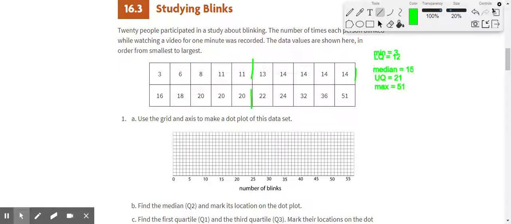So what I need to do is draw a line at 3. If here's my graph where I'm going to put the data, my number line along the bottom, I find 3, which would be right here. I'm going to just draw a little line at 3. Then I go to my lower quartile, which is 12: 10, 11, 12. So I draw another line. My median is at 15. My upper quartile is at 21. And my max is at 51.